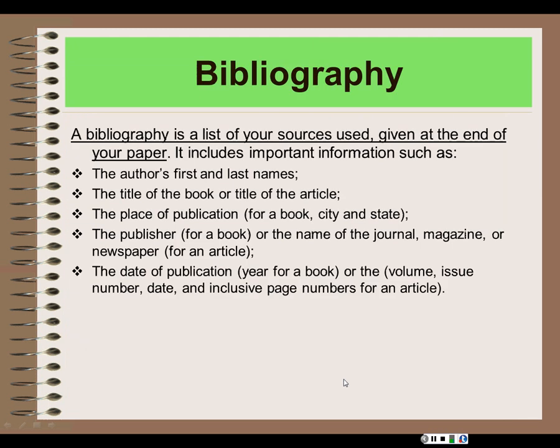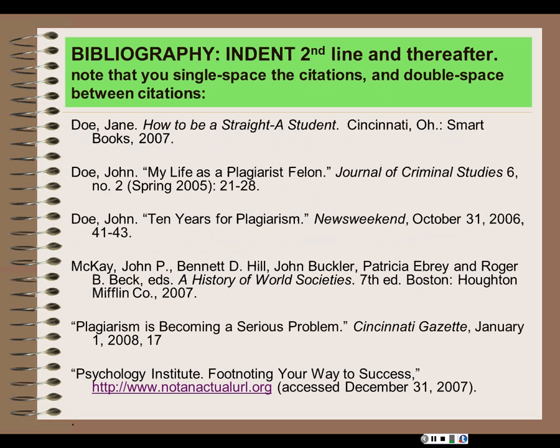A bibliography is a list of your sources used, given at the end of your paper. It includes important information such as the author's first and last name, the title of the book or the title of the article, the place of publication, the publisher for a book or the name of the journal, magazine, or newspaper that you got an article from, the date of publication, and that could be a year for a book or the volume, issue, number, date, etc. for an article. Bibliographies are listed in alphabetical order by the author's last name.